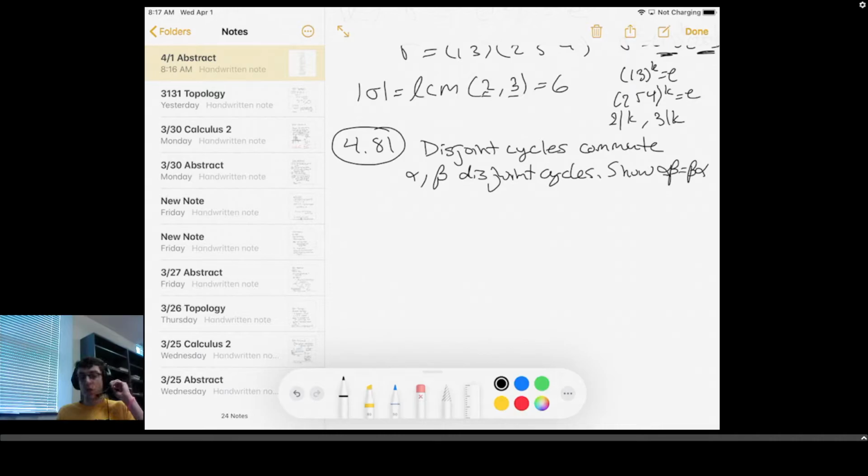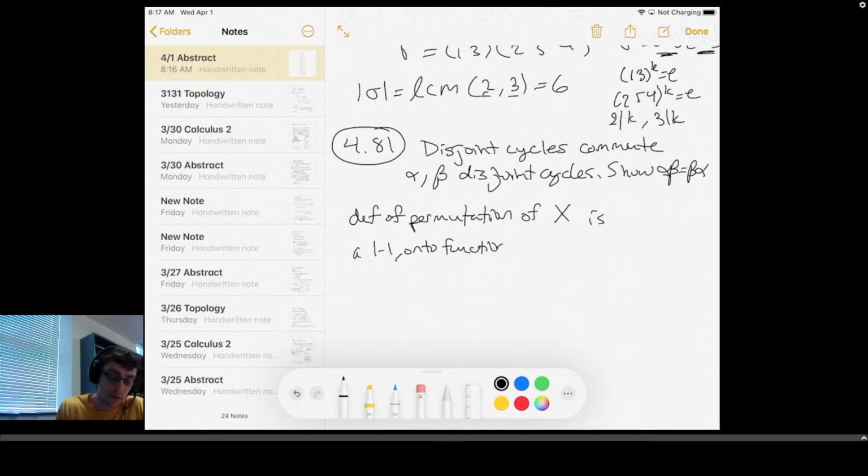So with the disjoint cycles commuting, I imagine that you can kind of just see it. You could kind of explain it in words. I wanted to give you an alternate path to have you thinking about permutations in different ways, because a lot of times you're just thinking, oh, it's this cycle or whatever. But if you think back to our definition, the definition of a permutation is as a function, right? So a permutation of x is a one-to-one onto function from x to itself, right?